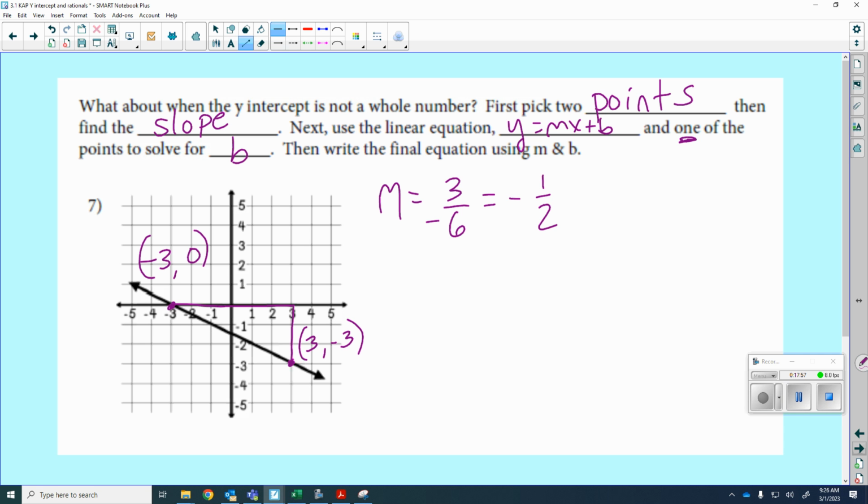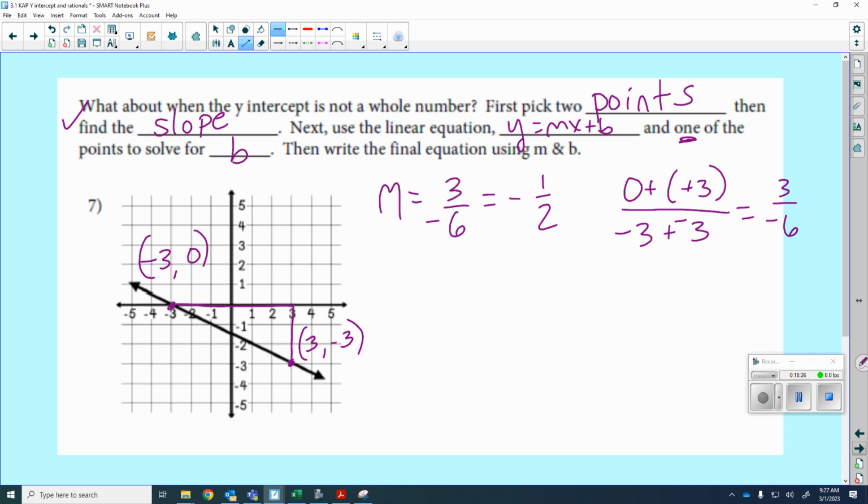And would anybody have used the point slope formula? Okay, let's do it that way as well. So that would be 0 minus -3 over -3 minus 3. Well, this becomes 3, this becomes -6, which is still -1/2. So the same thing. Okay, so that was the first step. Find the slope. Check. Next, use the linear equation and one of the points to solve for b.